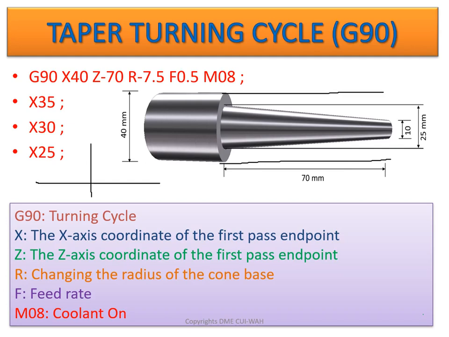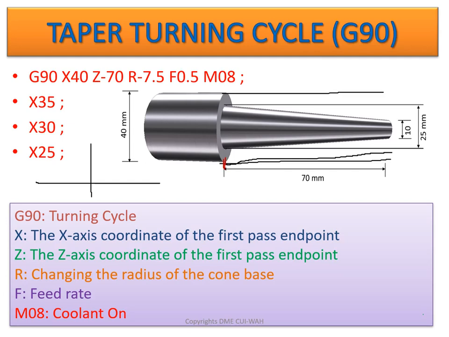So when you give it the command of X40, what will happen? The tool will move with the help of X40 and Z minus 70. The tool will move from this point to this point. Now at this point, I am showing you in red color. At this point, the red one, the X will be 40. It means your diameter will be 40. At this point, Z will be minus 70.